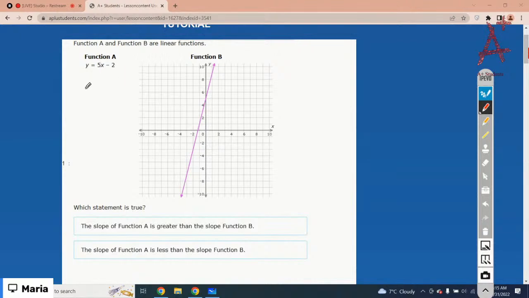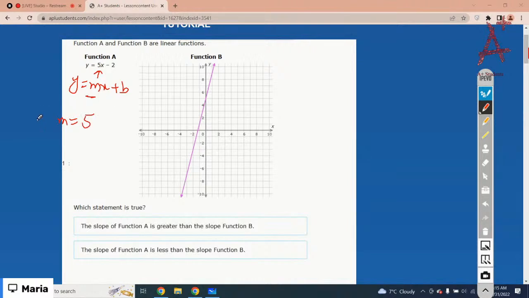So let's just find the slope for both the functions. Got it? So for function A, the equation is y equals mx plus b. That would be the slope intercept form of the equation, and m is the slope, and m equals 5. So for function A, the slope is 5.